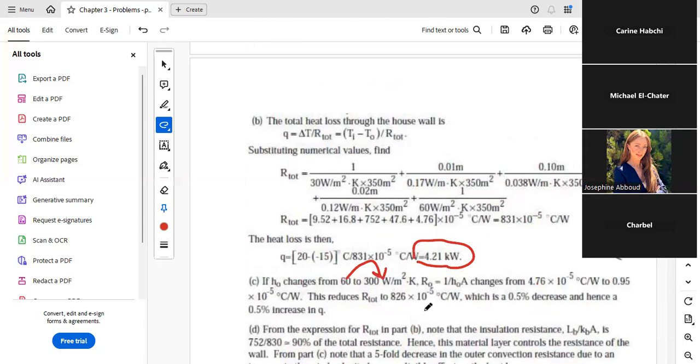But if we look at the variation of the total resistance, this is what we care for, the effect on the total resistance. The total resistance decreased by only 0.5%, which is very good. Because since we have good insulation, the conductive resistance is the dominant one. And in this way, even if we have a very high increase in H outer, the effect on the increase of loss will be very small. So this is the importance of selecting an appropriate material for insulation with good resistance properties, okay?